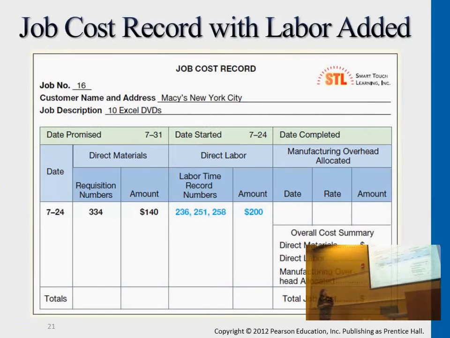In terms of representing the information on the job cost record, remember each job order has a specific record that keeps track of each category of cost. We talked about direct materials earlier, now we add in direct labor cost. So just assuming that assembling these 10 sets of Excel DVDs costs us $200 to hire the employee who's going to work for this job order, add these two together. And we have direct materials cost, and we add in direct labor cost.